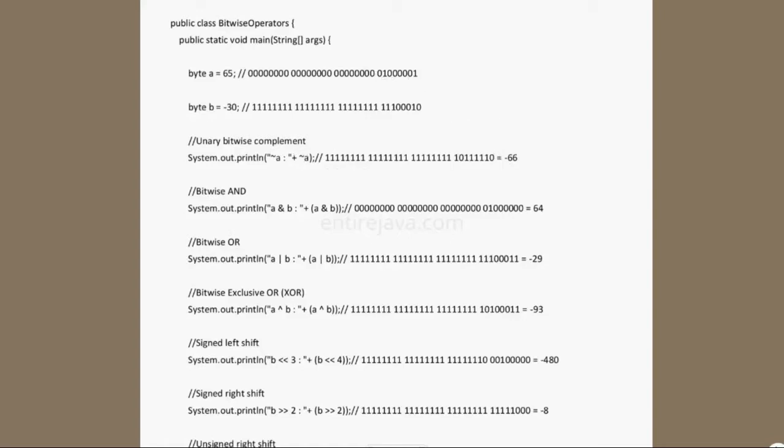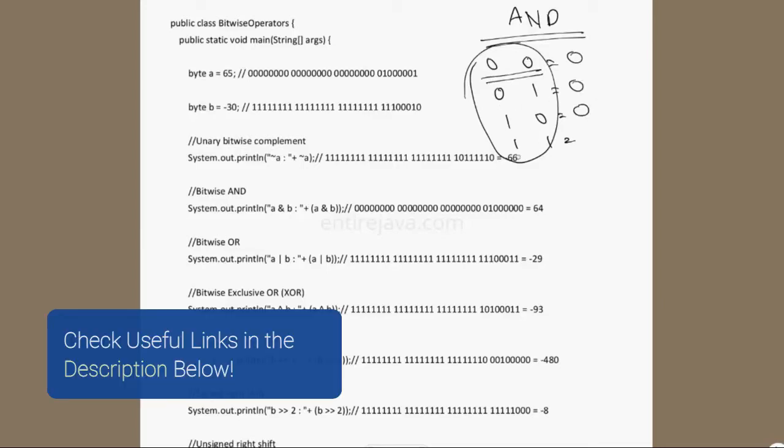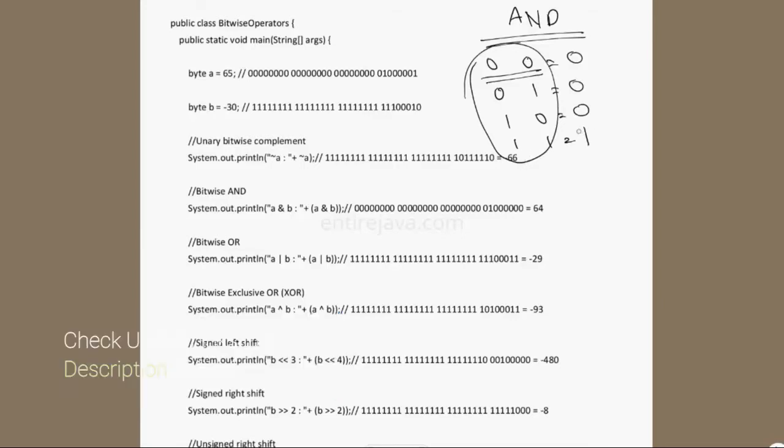We have the bitwise AND operator. For this, we need to follow a table. Here it is. We have only 4 possible combinations of 0 and 1. When it comes to bitwise AND, 0 0 will become 0, 0 1 will become 0, 1 0 will become 0, and 1 1 will become 1. So the only case we would see the result as 1 is when both are 1.